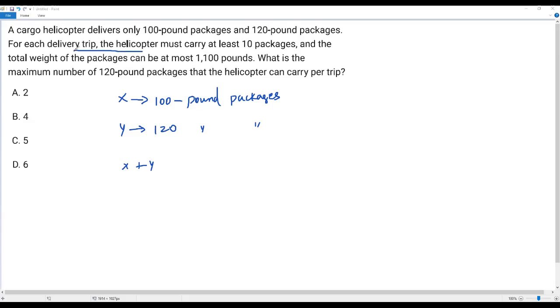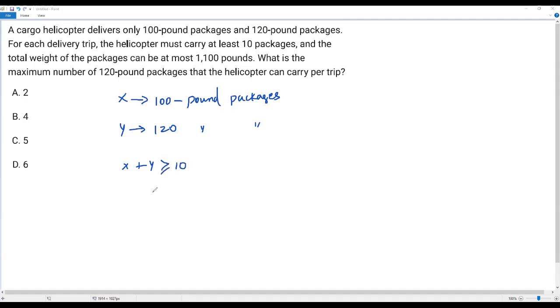So let's go through the information here. For each delivery, the helicopter must carry at least 10 packages. So X plus Y, this expression represents the total number of packages. It has to be at least 10. At least 10 means it can be equal to 10 or it has to be greater than 10. So greater than or equal to 10. So now I got an inequality from the first information.